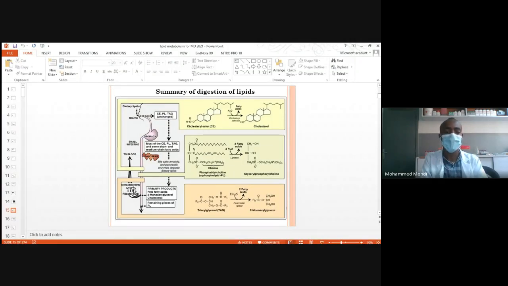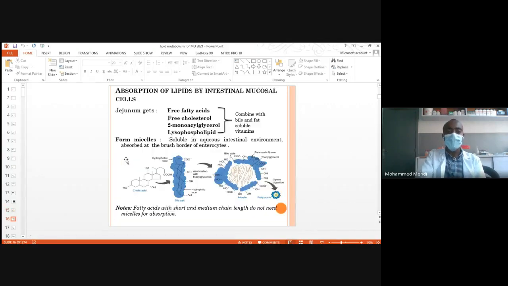It is formed, then it travels through the lymphatic vessel to the superior vena cava. It will join the blood circulation. Through the blood circulation, there will be metabolism of chylomicron. We will discuss how it is metabolized later.